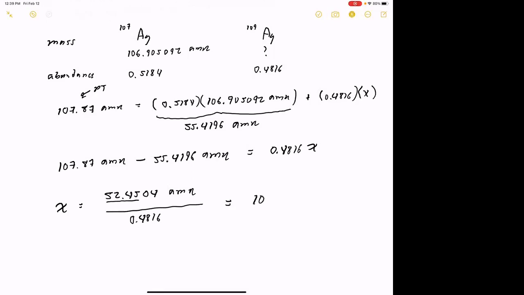And when I do this, I get 108.9 AMUs. Okay, and notice that's really close to the 109, right? And that's exactly what I would expect to get. So again, this is a kind of variation on this problem that you would sometimes see. All right, so any questions about that, guys?